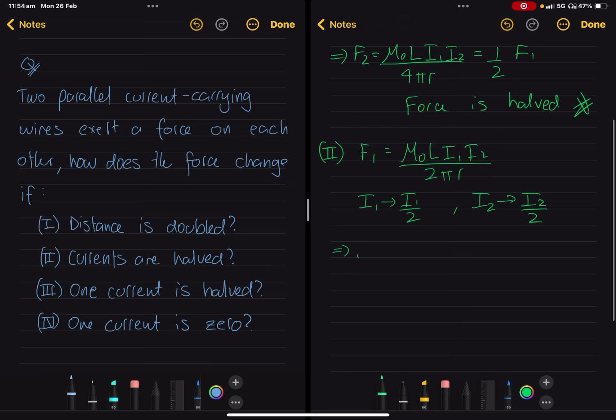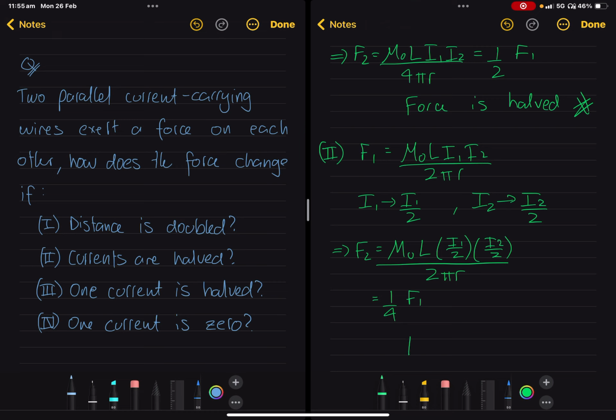If we plug these in, we find our new force, force 2, is mu naught times length times current 1 on 2 times current 2 on 2, all divided by 2 times pi times the distance, r. Now we have a 1/4 factor in the numerator. So this is 1/4 times force 1, which is factoring the halves out of the I1 and I2 terms.